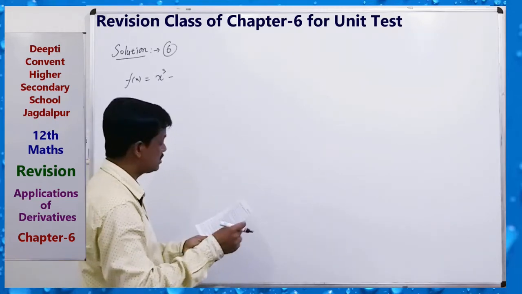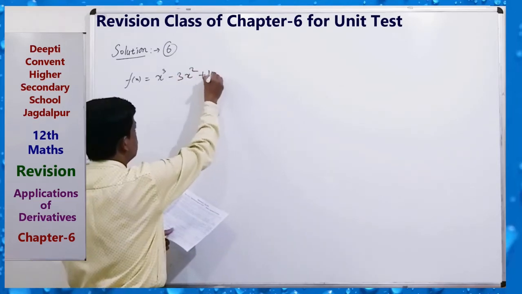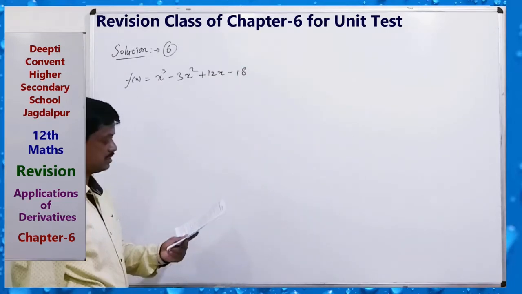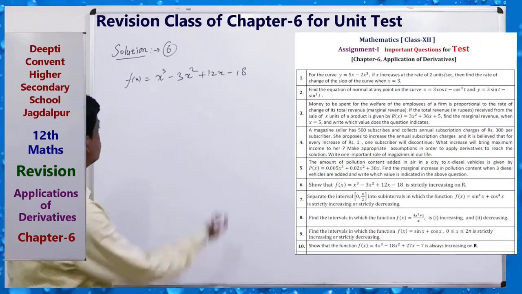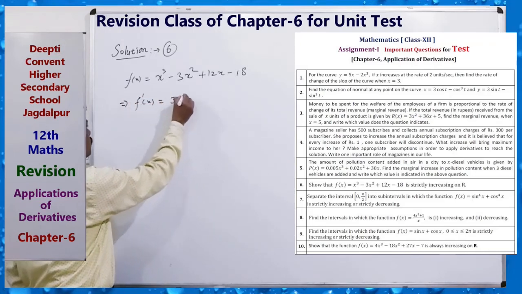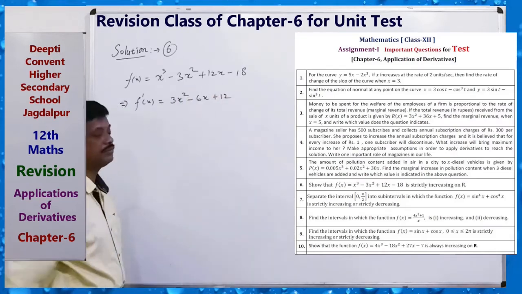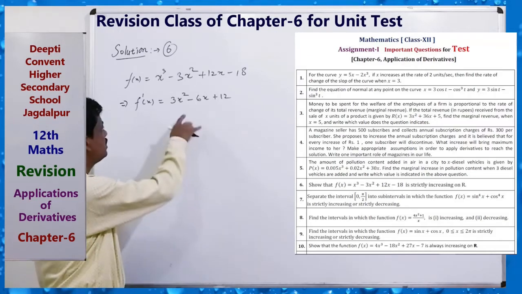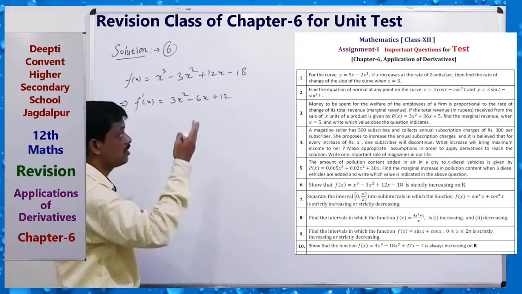The question is x cube minus 3x square plus 12x minus 8. This is the given function, question 6. So you have to find the derivative, f dash x. Differentiate it: 3x square minus 6x plus 12. This is the derivative. For strictly increasing, we have to show it is greater than 0 for all x. Here x belongs to R.